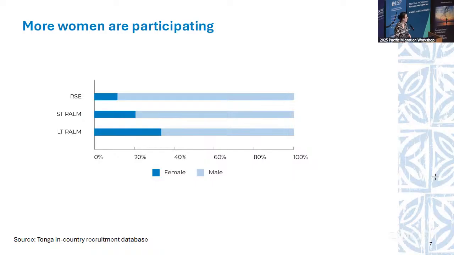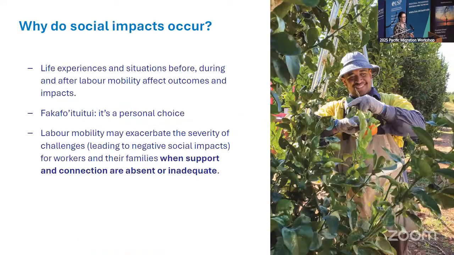So one of our first findings was to try and understand why do social impacts occur. We want to emphasise here that life events happen to all of us, and life events are not social impacts. Life events that occur during labour mobility are part of individual, family and community life journeys that are unfolding well before labour mobility commences. What happens throughout labour mobility is also shaped by the supports and connections available before, during and after time in Australia.